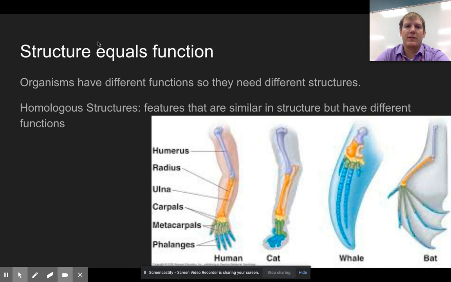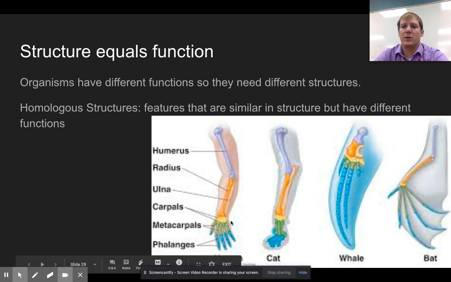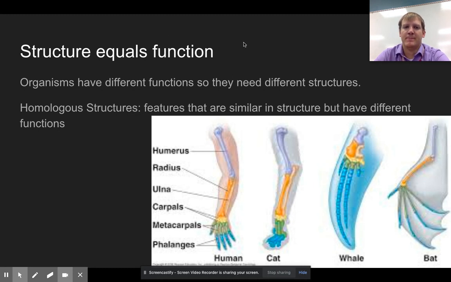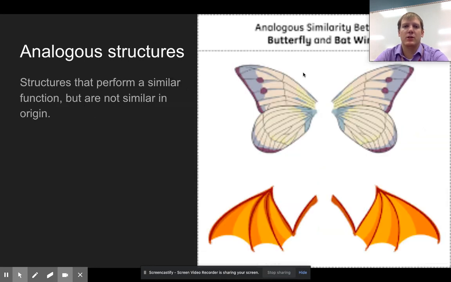Okay, so a term that I've used before is structure equals function. Our human arms are built the way that they are so that the arms work the way that they do. If we had human arms that looked more like this, the whale, we wouldn't be able to do some of the functions with our arms. We're really going to hit on this more with genetics and cells next semester, but just want to give you a prelude to this expression, structure equals function.